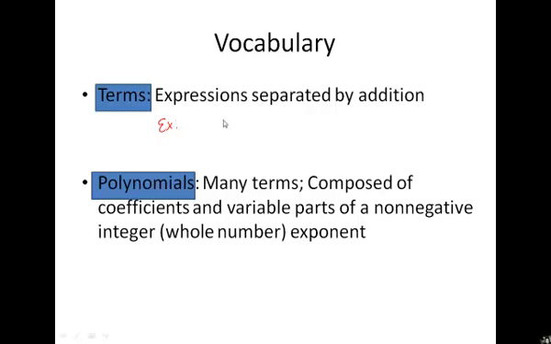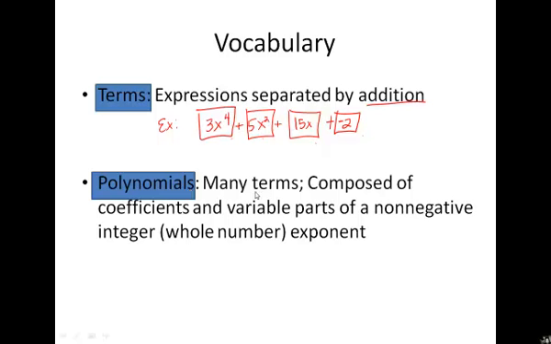An example of this would be something like 3x to the fourth plus 5x squared plus 15x minus 2. Okay, so this is something where we have 1, 2, 3, and then if I change this into a plus, then we would have to negate the following sign, so 1, 2, 3, 4 terms. These are expressions separated by addition.